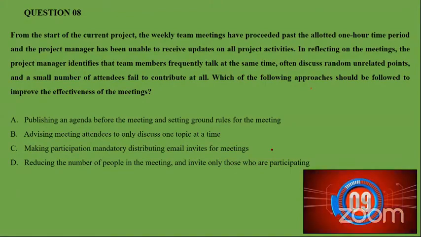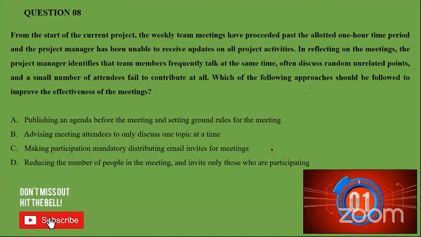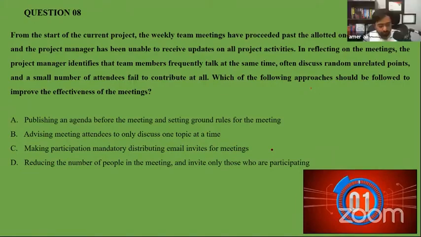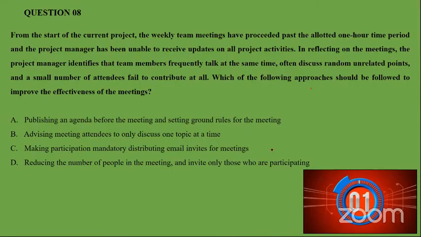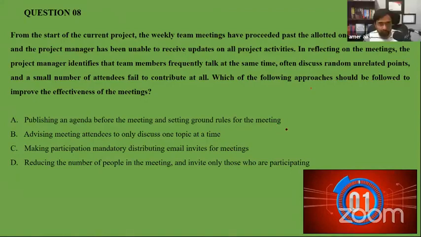Here, publishing the agenda before the meeting and setting ground rules for the meeting. Advising that we only discuss one topic, making participation mandatory. I'll go for A. And the reason for A? Because if we publish the agenda beforehand and set the ground rules, people will be aware of the agenda and they will be talking to the point. And your answer is right.